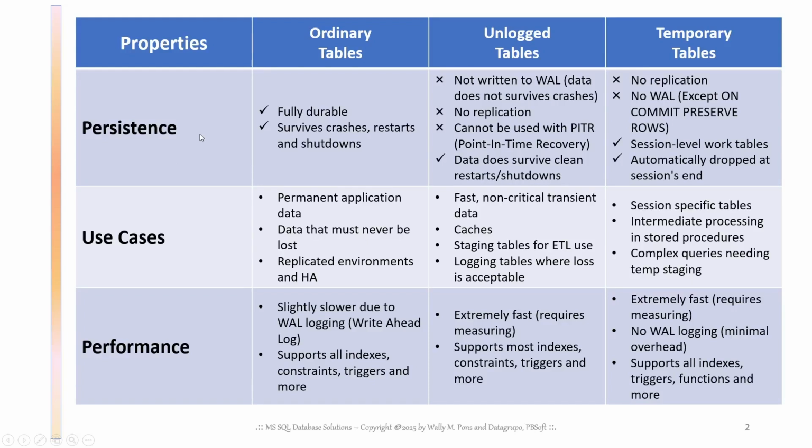Now I'll be explaining the three main properties for each of the tables that I will be showing in this video. Let's begin with ordinary tables. Persistence: they're fully durable. Survives crashes, restarts, and shutdowns. Use cases: permanent application data, data that must never be lost, replicated environments, and high availability.